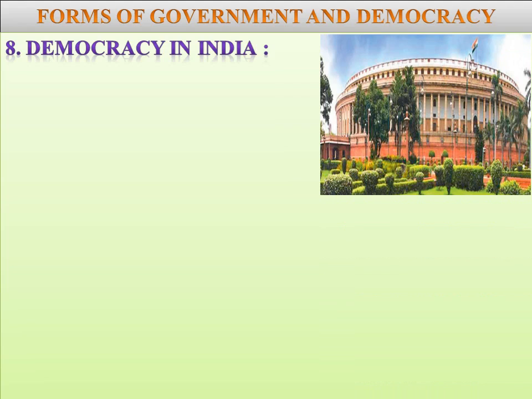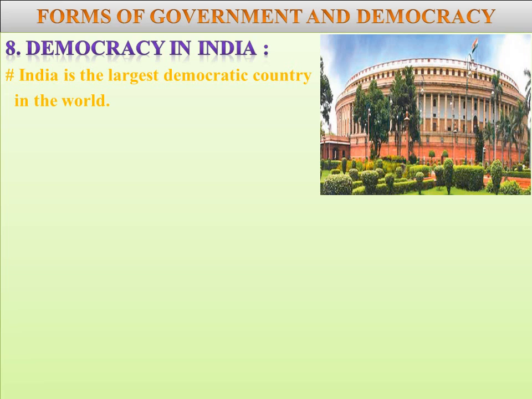We are going to learn about democracy in India. India has a parliamentary form of democracy. The Indian Parliament comprises the elected representatives of people and makes laws for the country. The participation of people in decision making and the consent of citizens are the two important elements of the parliamentary form of government in India. India is the largest democratic country in the world.